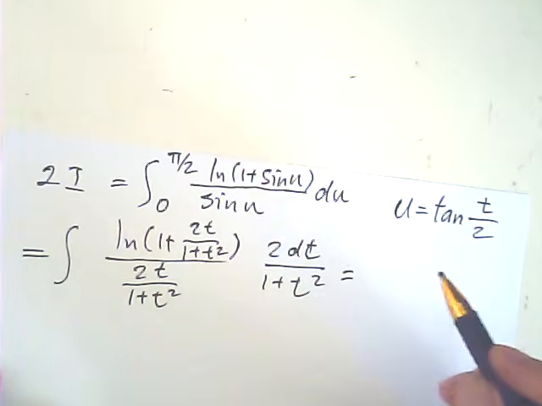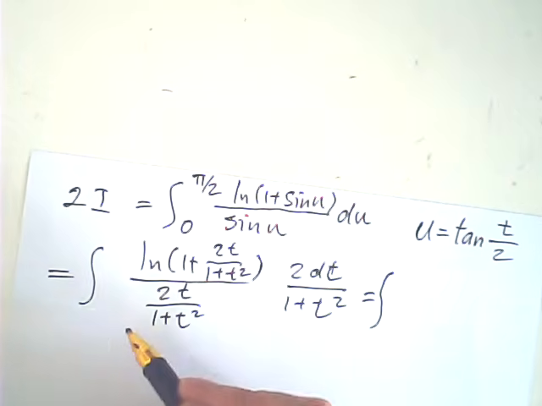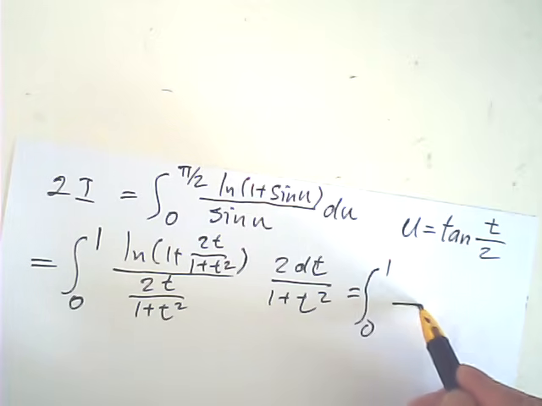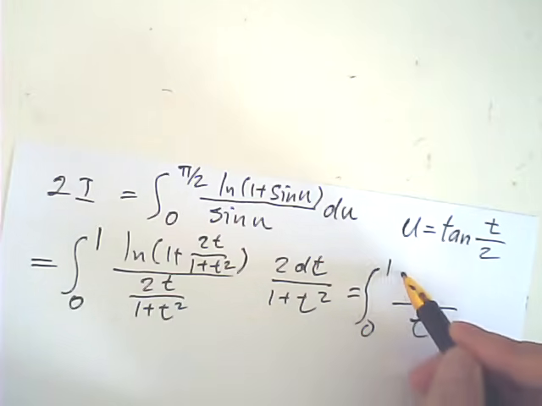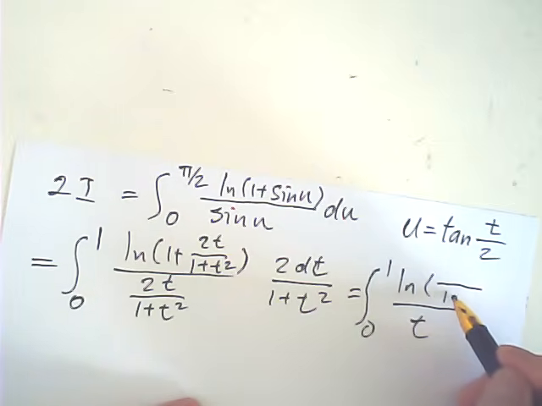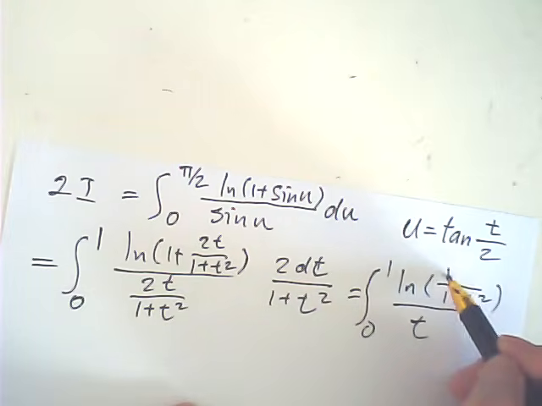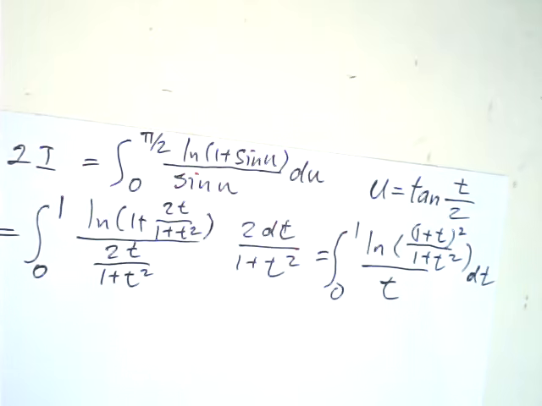So this one equal to, this is boundary have been changed from 0 to 1. So from 0 to 1, and this 2 is cancelled out, become t log, this is common denominator, and the numerator will be 1 plus t squared plus 2t, which is equal to (1 plus t) squared, and dt. Very good.